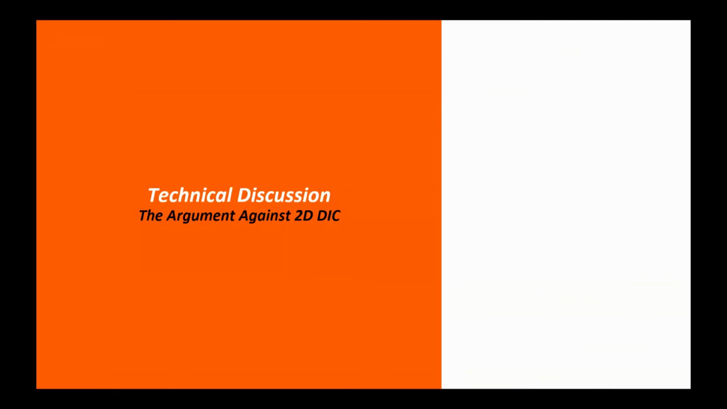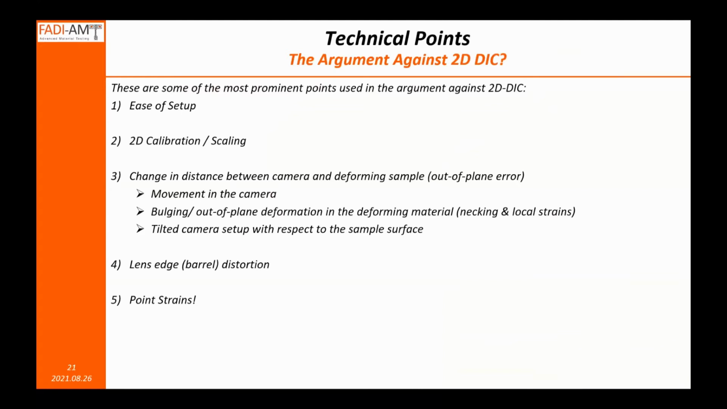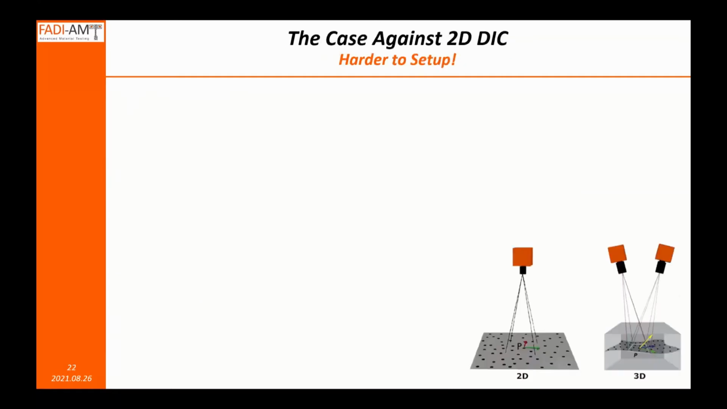Before we go to the experiments, we decided to review what we have seen or heard in the literature, in technical conferences, workshops, and so on, some of the arguments against 2D DIC. And here I'm summarizing the 5 main points that we've been hearing. The ease of setup, the calibration or scaling problem, the out-of-plane error in general, and we will discuss the details here, lens distortion or barrel distortion, and finally, these direct comparisons between 2D DIC and 3D DIC on a point strain level. So let's take them one by one.